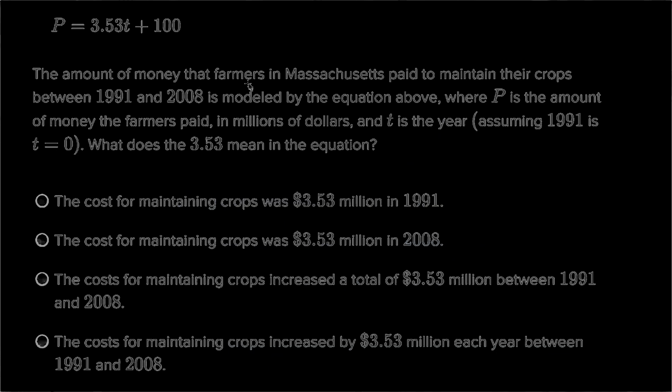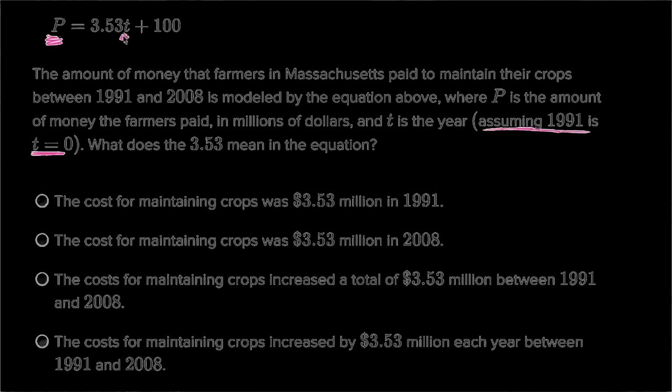The amount of money that farmers in Massachusetts paid to maintain their crops between 1991 and 2008 is modeled by the equation above, where P is the amount of money the farmers paid in millions of dollars and T is the year. So this is how much they paid in millions of dollars. T is the year, but they're saying assuming 1991 is T equals 0. What does a 3.53 mean in the equation?